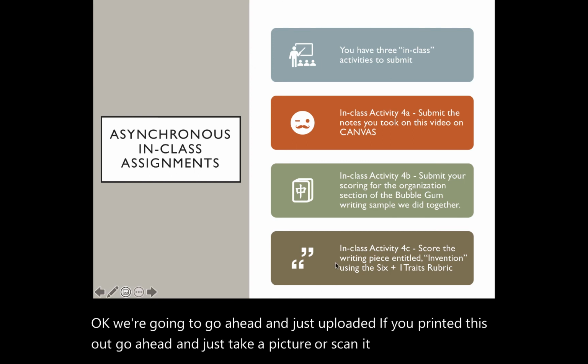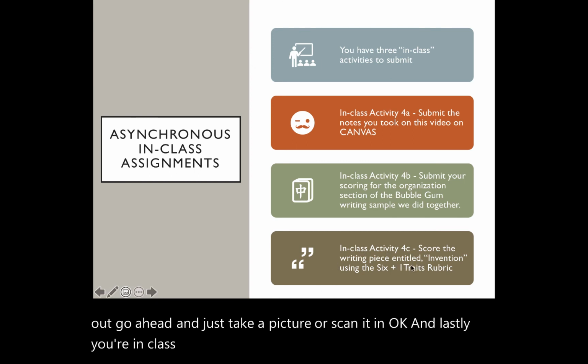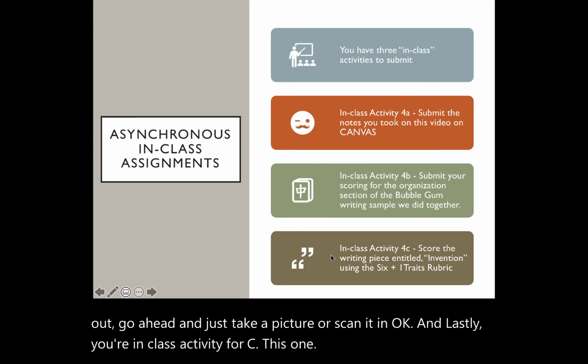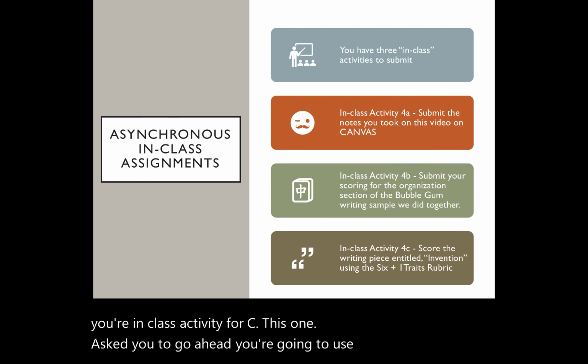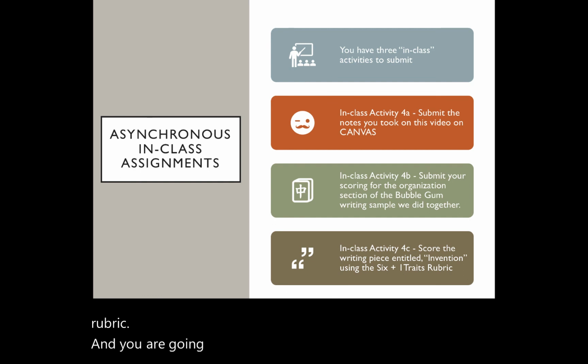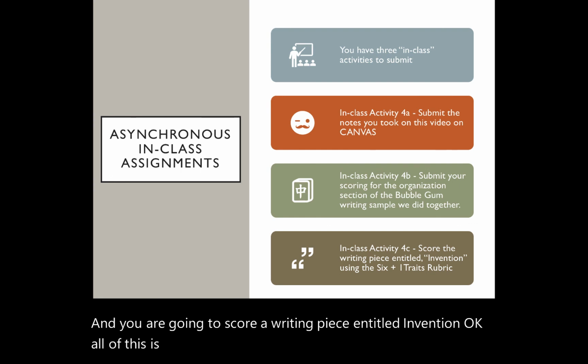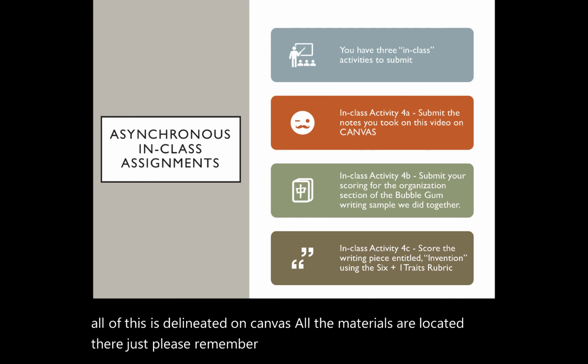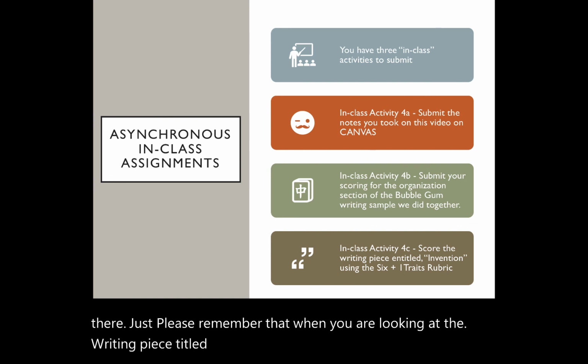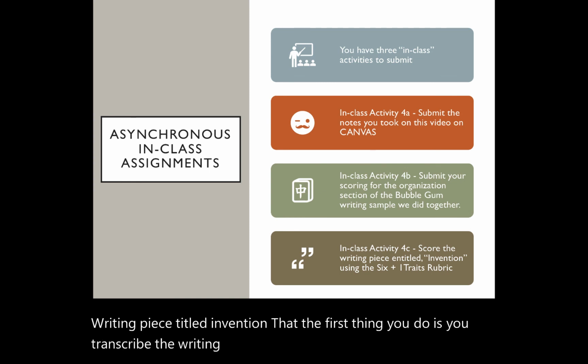Lastly, your in-class activity 4C. This one asks you to use your 6+1 writing rubric to score a writing piece entitled Invention. All of this is delineated on Canvas, and all the materials are located there. Just please remember that when you are looking at the writing piece titled Invention, the first thing you do is transcribe the writing sample, and then you go through the 6+1 writing traits rubric.